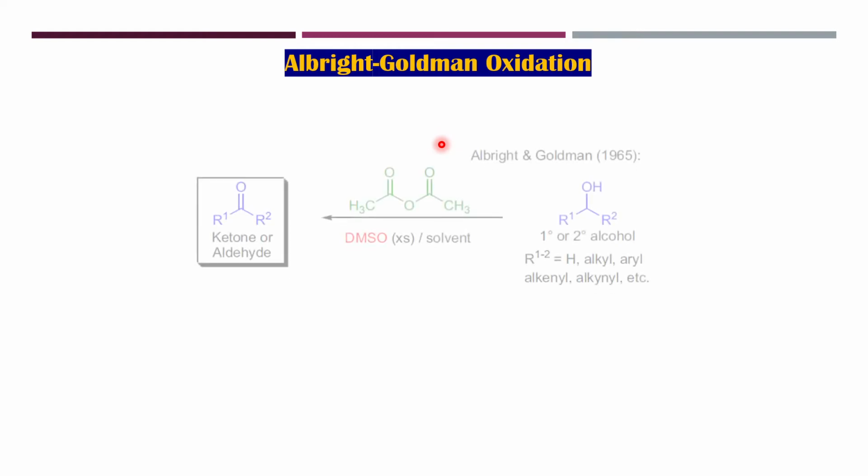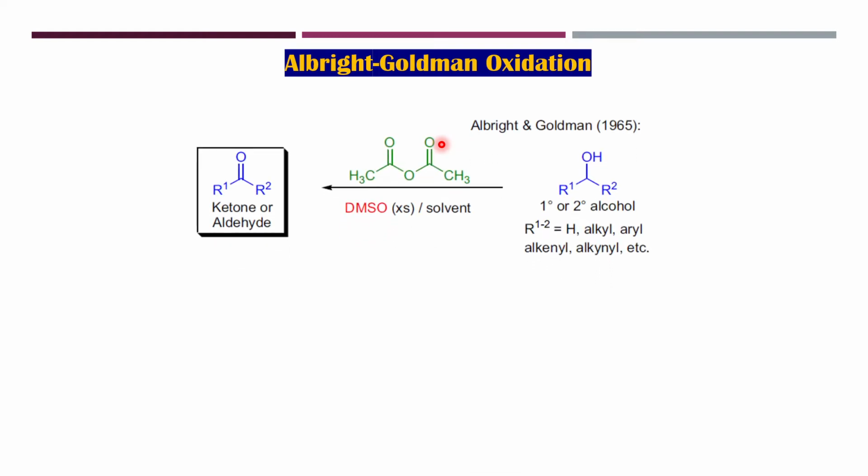So another oxidation reaction we will study again today, and that is the Albright-Goldman oxidation reaction. So what is it basically? As you can see, we are beginning again with the 1 or 2 degree alcohol, and R can be hydrogen, alkyl, aryl, alkenyl, or alkynyl. Established in 1965, you're using a solvent which is DMSO and acetic anhydride, and the product that you're getting from primary will be aldehyde and from secondary will be ketone.